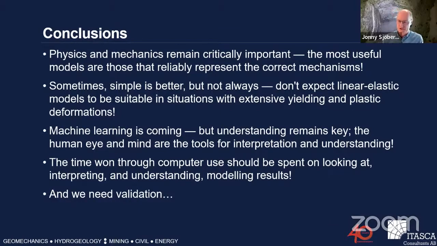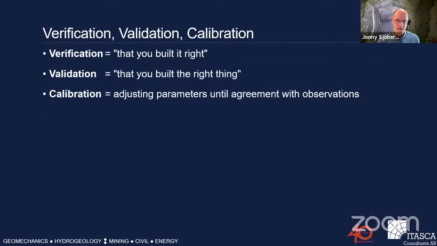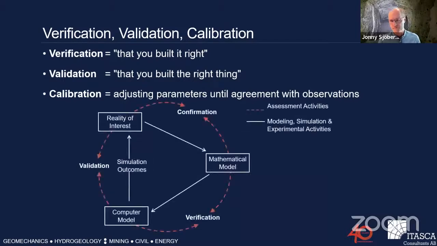And then we need validation. I'm very happy that Heinz touched upon this also. It's a favorite topic of mine. And just to reiterate, verification is that you build something right, so it represents mathematics. Validation is that you build the right thing, so it represents reality. And calibration, which we do all the time, is adjusting parameters until there's agreement with observations. So calibration is neither verification nor validation, but still required.